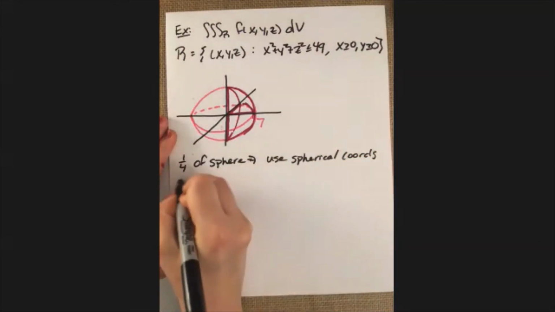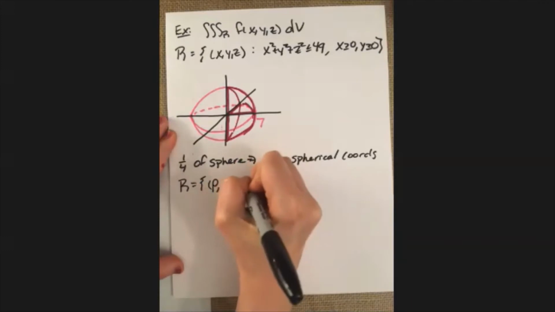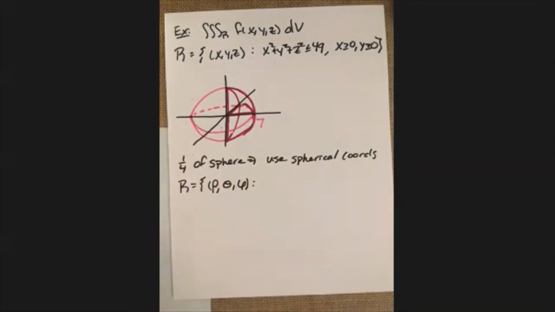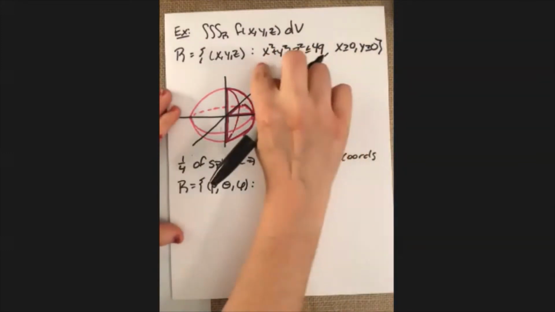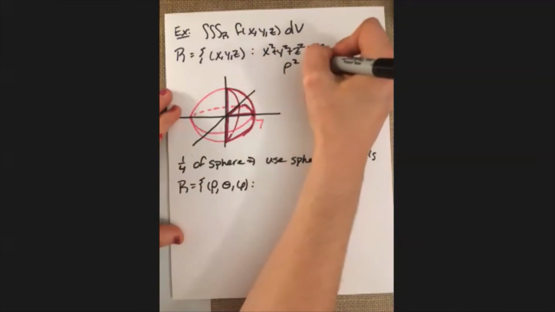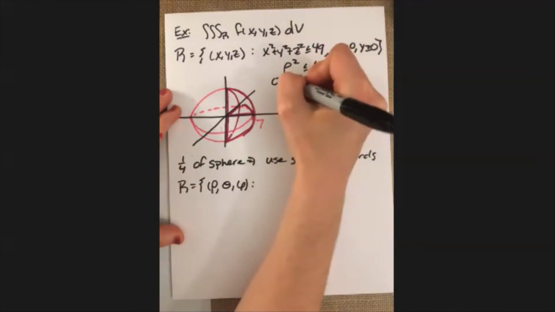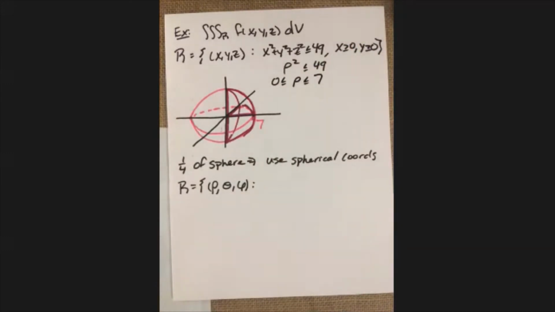So what we're going to shoot for is to write r in terms of rho, theta, and phi. So we're going to look at this to get the information we need about each of those. Right here, this is the really easy one. We'll have rho squared less than or equal to 49, which means that rho has to be between 0 and 7, like so.